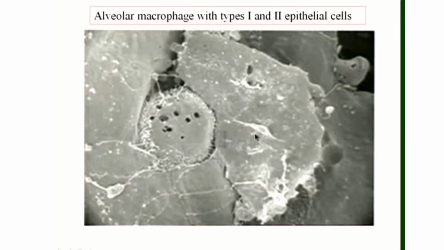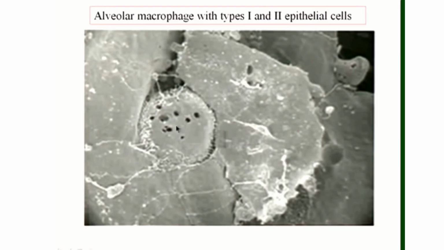Another cell that we'll see in the alveolus is the alveolar macrophage. Here's another very beautiful scanning electron micrograph showing the alveolar macrophage here. It's a bit like an amoeba. It moves around the surface of the alveoli by amoeboid activity. It can phagocytose particles. It can engulf foreign particles. And its job is to keep the alveolar surface clean.